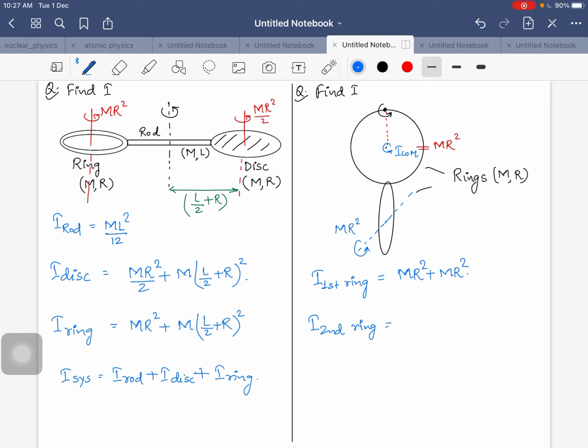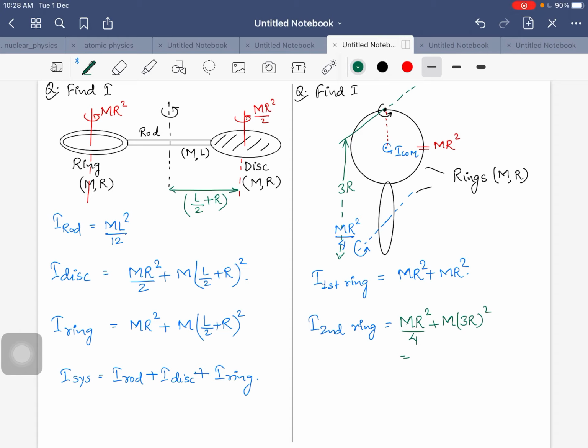You remember mr² by 4, and then you need to apply the parallel axis theorem. So what is this distance? Distance between this and this. This is the axis about which it is rotating, like this. So the distance between these two, you can say it is 2r or it is r, 3r. Okay, it is 3r if it is rotating about this axis. So what I can write first, mr² by 4 plus m into (3r) whole square.